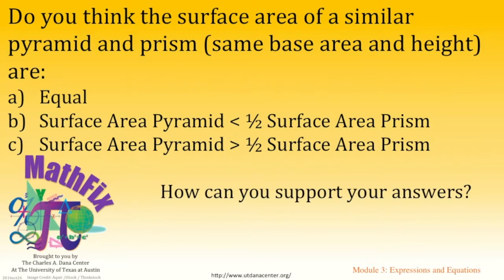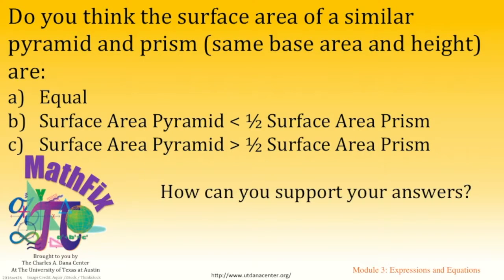This math fix is all about seeing if students can reason through a relationship between two similar 3D shapes and their surface areas. In this task, students have two similar 3D shapes, which have the same base and height, but one is a full prism while the other is a pyramid. They have to decide on the relationship between the surface areas. So this is a really great and fun problem that allows kids to explore the concept of surface area and use their modeling skills to help them along.